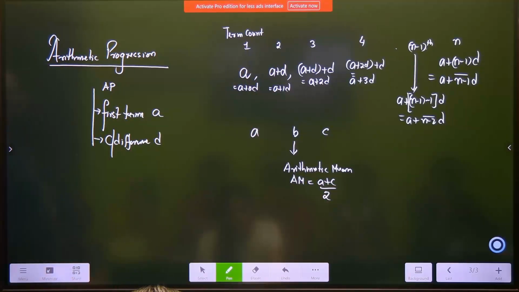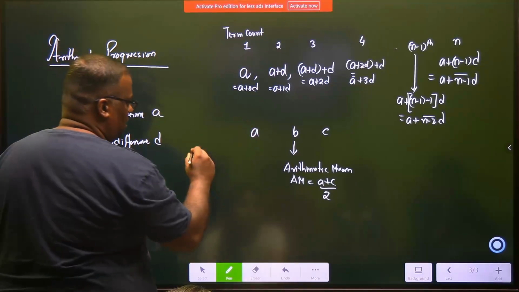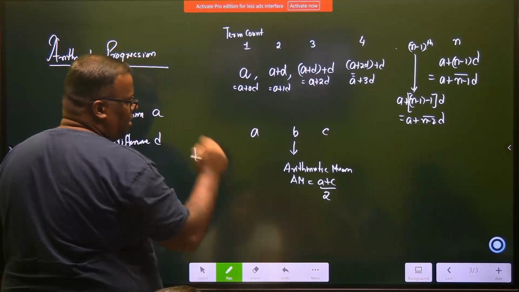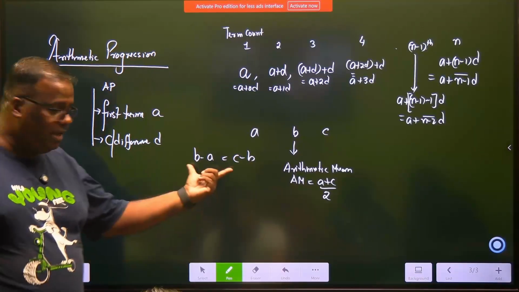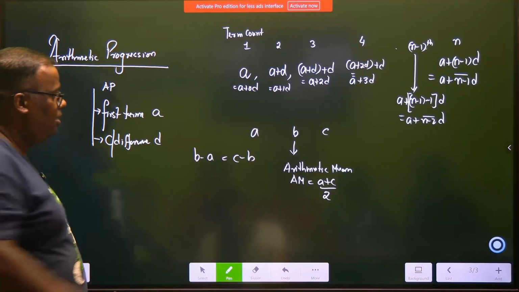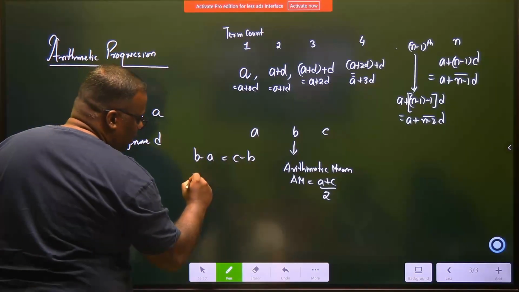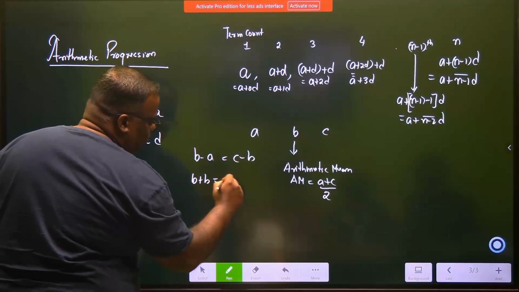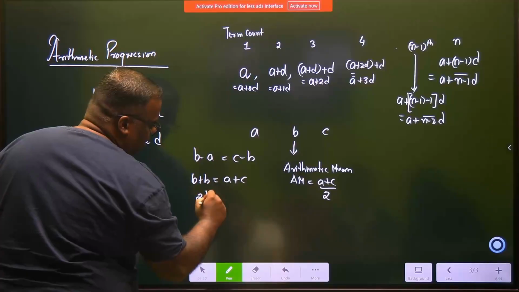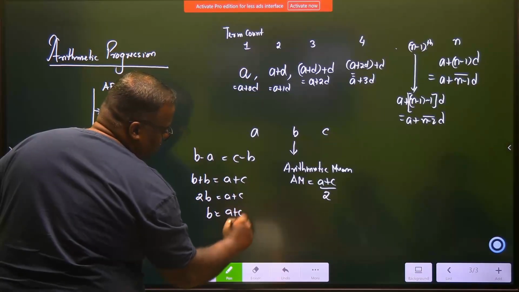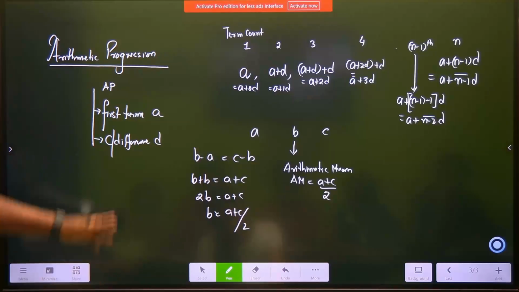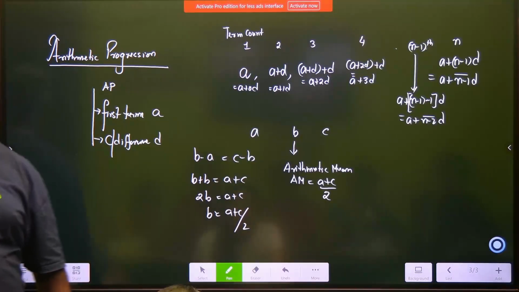Do it and check, it will work out. Let's see. B minus A should be equal to C minus B. Agree? Bring both B's together. B plus B is equal to A plus C. 2B is equal to A plus C. B is equal to A plus C by 2. This might not have been taught in school either. This is also interesting. Arithmetic mean.